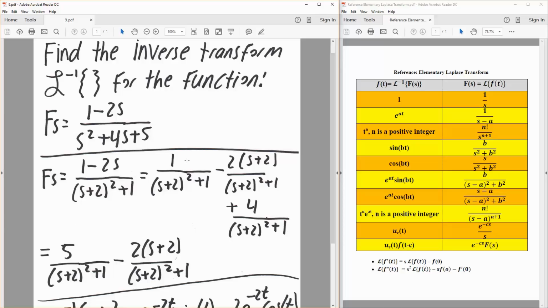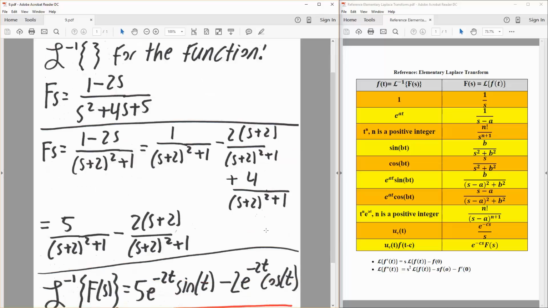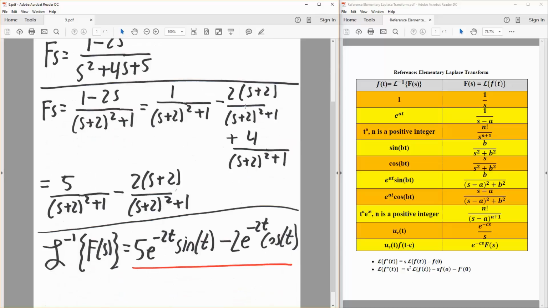And so now all of this is equivalent to this. And just a recap to show you why: minus 2s minus 4 plus 4. So that would cancel out this minus 4. And so now we will group this. So 1 plus 4 is 5 divided by (s + 2)² + 1, minus 2 parentheses (s + 2) divided by (s + 2)² + 1. And now we'll go over why we did all of this.